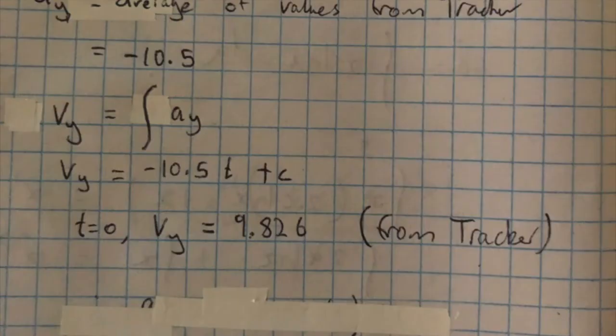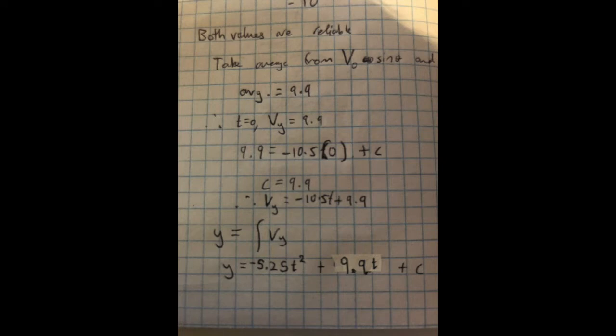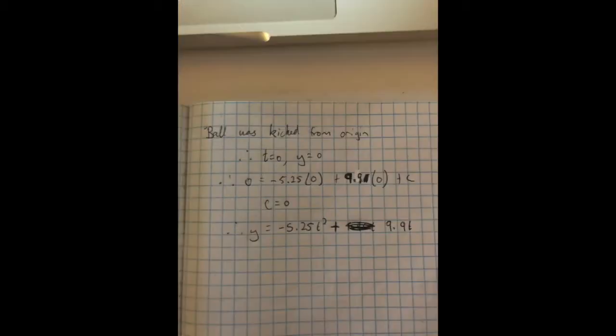However, I can either use the initial vertical velocity that Tracker gives me, or I can use the sine theta method like before. Tracker gives me an initial vertical velocity of 9.826, while multiplying 10.6 by sine 77 degrees gives me 10. Because both values are reliable, I decide to take the average of both, which ends up being 9.9 for initial vertical velocity. Continuing the substitution for c, I end up getting negative 10.5t plus 9.9 for my vertical velocity. Integrating again to get vertical displacement, I get negative 5.25t squared plus 9.9t plus a constant.